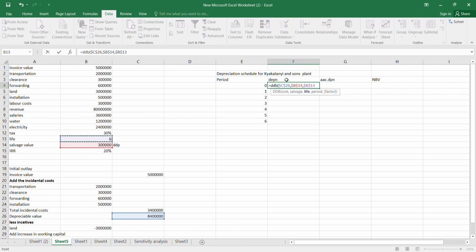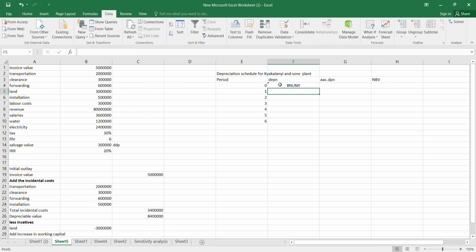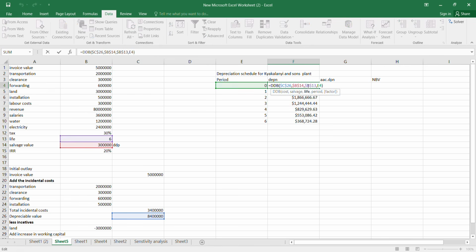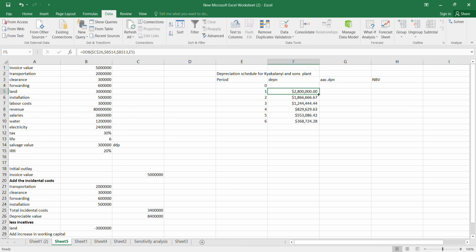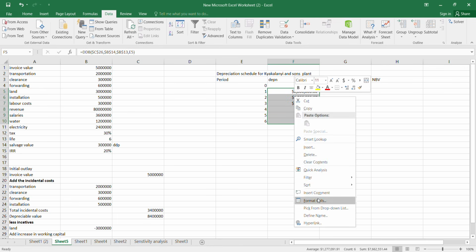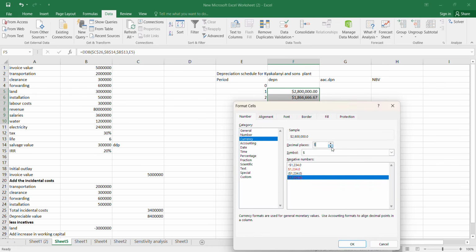and the period. Comma period, but the period we don't fix it. Don't worry about this now, it's because in 0 years the asset doesn't depreciate. We shall format cells to UGX.